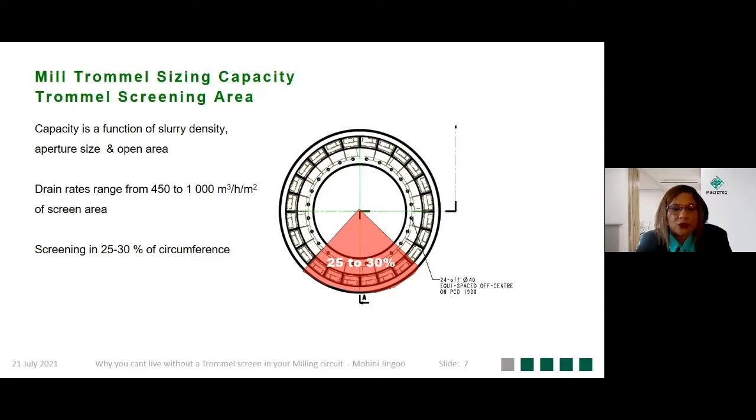When you're looking at the screening area, it is actually done in 25 to 30% of the circumference. This is basically to provide an increased life of your panels.